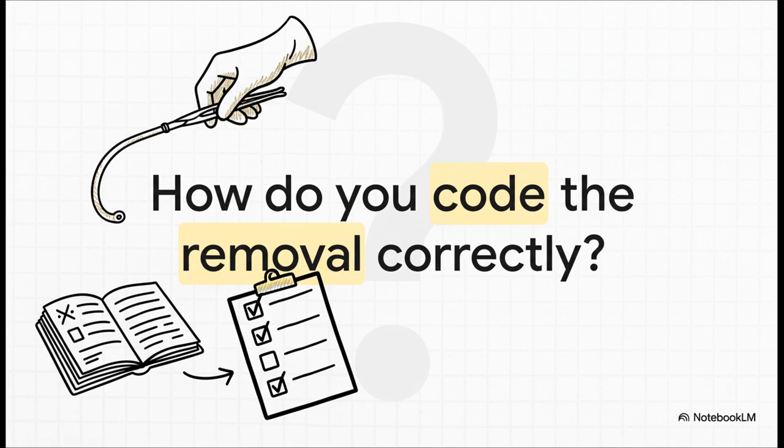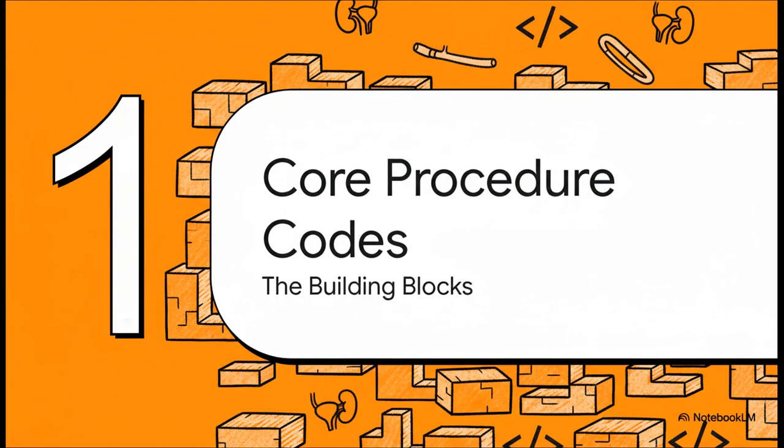Now it's our turn. How do we take that action, that one specific procedure, and turn it into the right CPT code? That's the whole puzzle, isn't it? Choosing the perfect code that tells the complete story. All right, to solve this, we've got to start with the basics. Let's look at the main procedure codes. These are your foundational pieces.